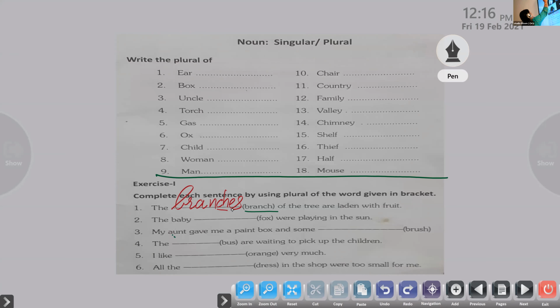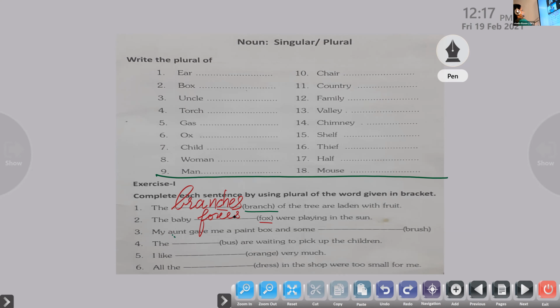Very good. Esther, come on. Read it quickly, children. The baby fox. The baby dash fox playing in the sun. The baby foxes were playing in the sun. So fox ends with X. What is the plural form for fox? Foxes. What's the spelling? F-O-X-E-S. Very good.